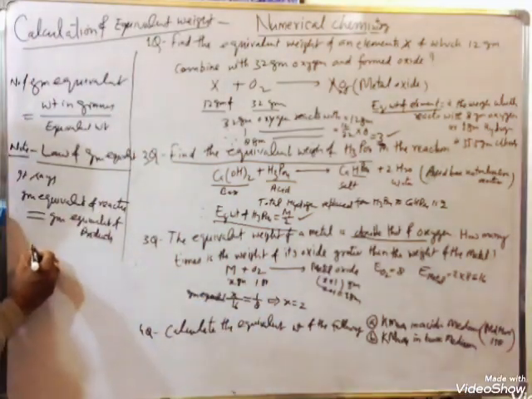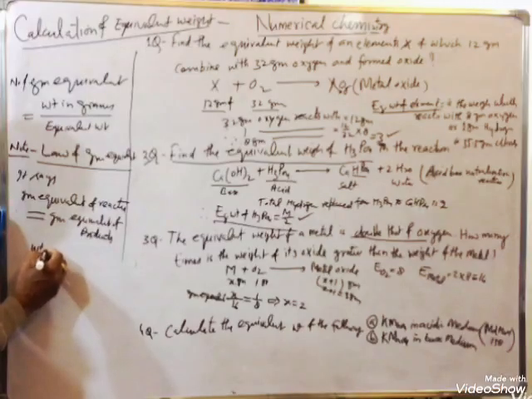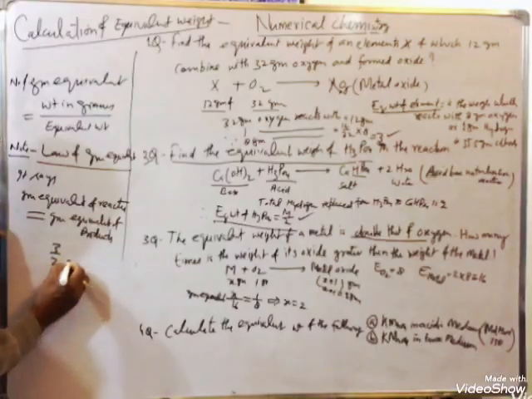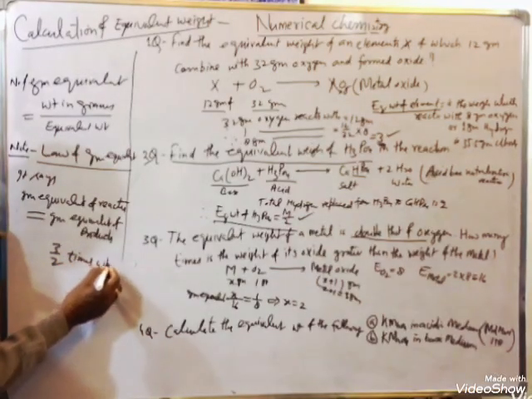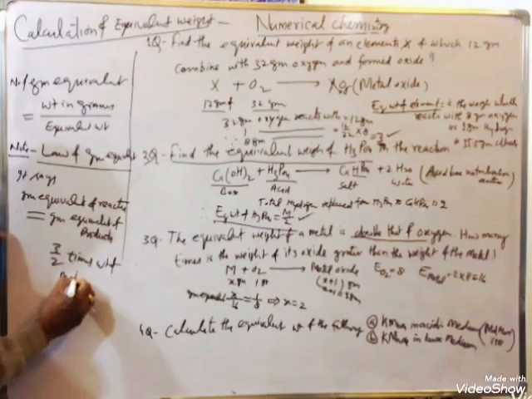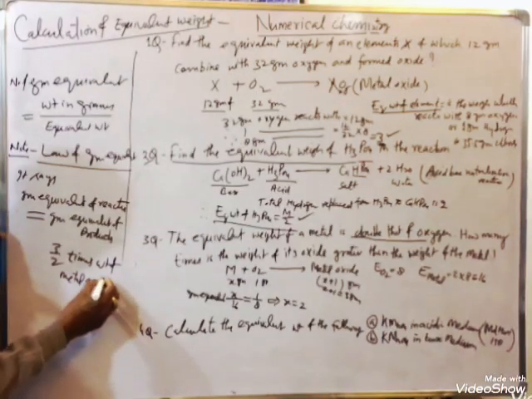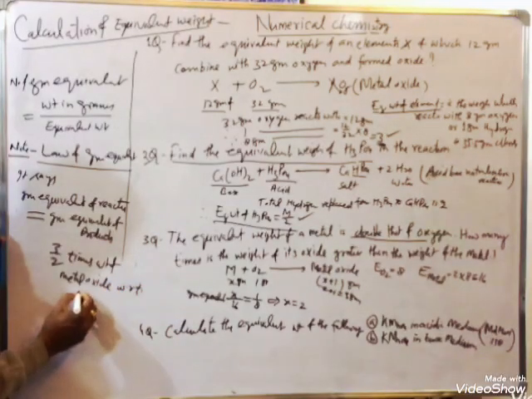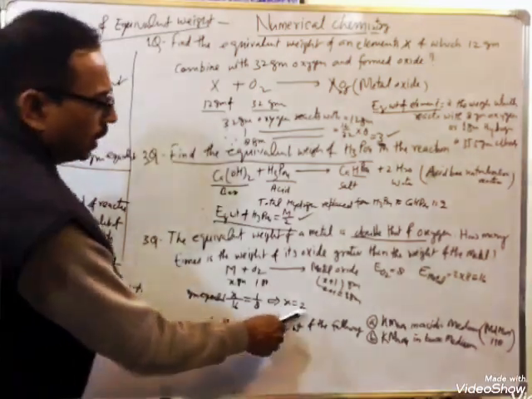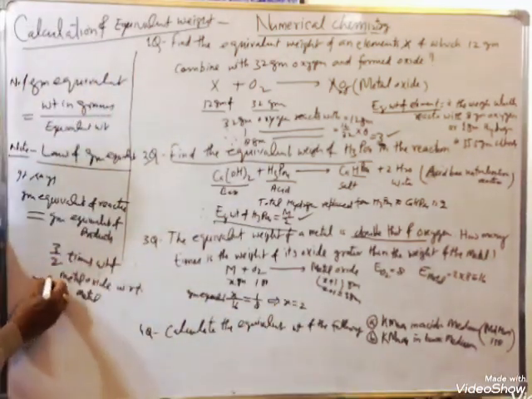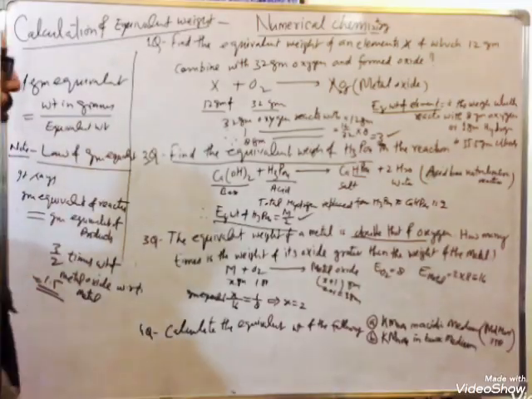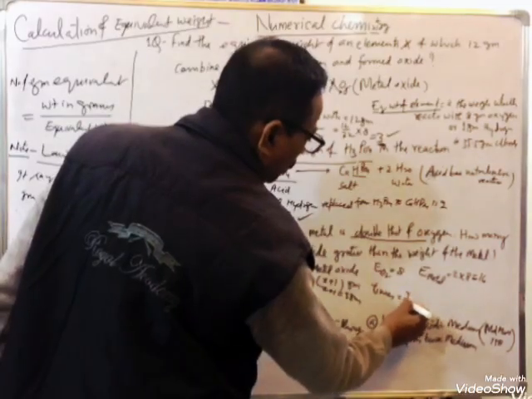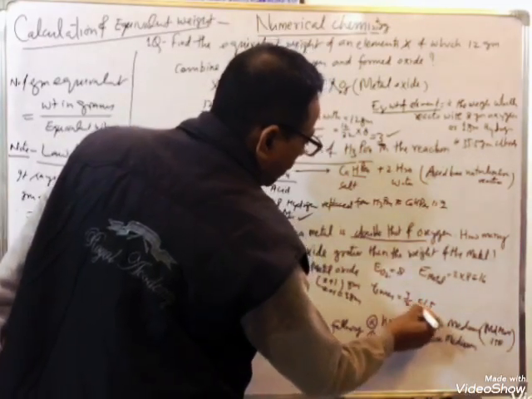So how many times? 3 by 2 times the weight of the metal oxide with respect to the metal. From 2 to 3, how many times? So 3 by 2, that is 1.5 times. So the answer is 1.5 times.